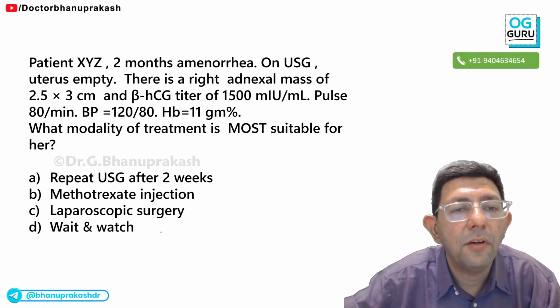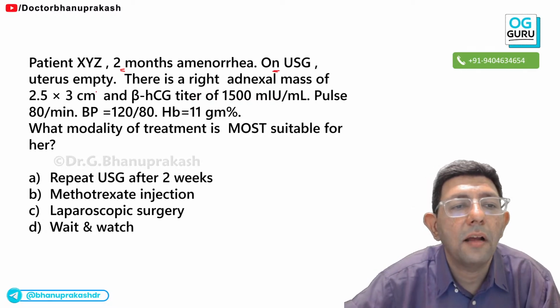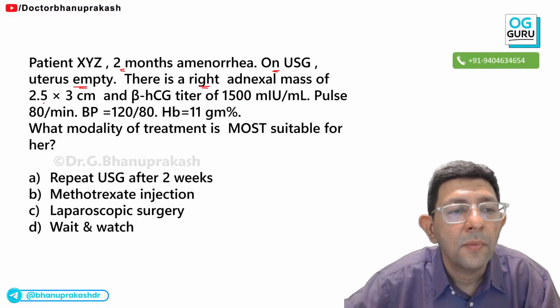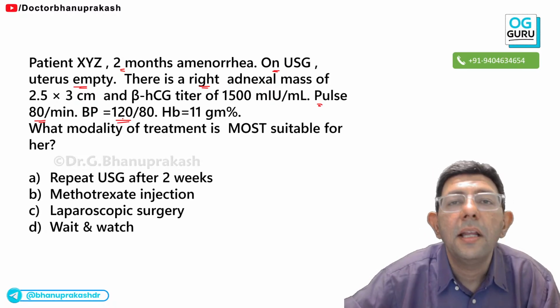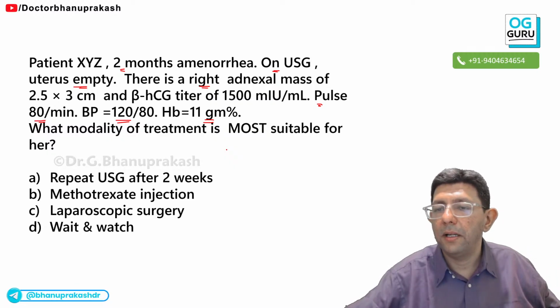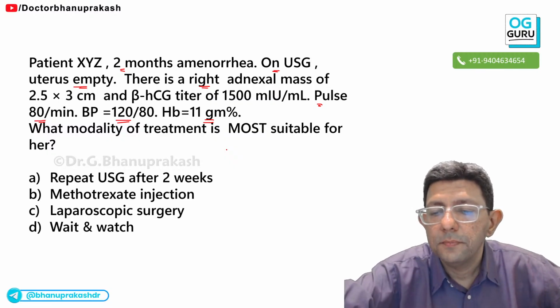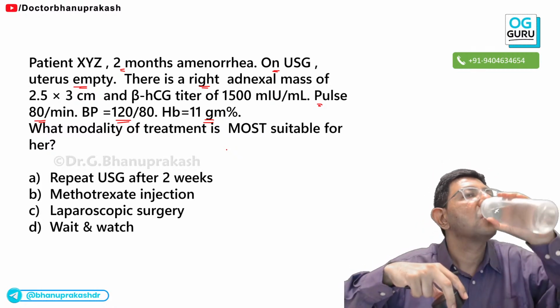Chalo, now we have a patient, 2 months of amenorrhea, ultrasonography, uterus is empty, right sided mass, something given to you, pulse is given to you 80 per minute, BP, hemoglobin. What is the best modality of treatment? What is the diagnosis first?